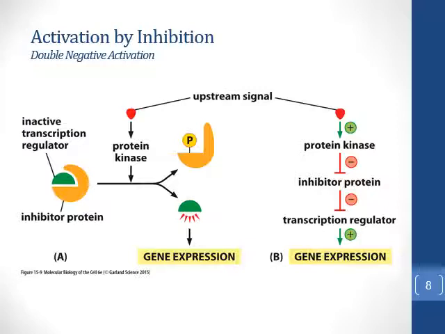So that's actually activation by inhibiting, in this case, the ability of the inhibitor protein to do its job. So you can kind of see what's going on over here. In other words, our signaling molecule is going to activate a protein kinase. That's going to lead to phosphorylation. But that's going to inhibit the inhibitor protein, which normally inhibits the transcription regulator.